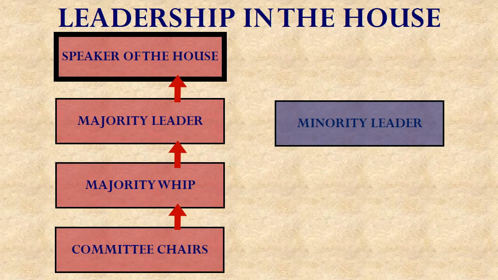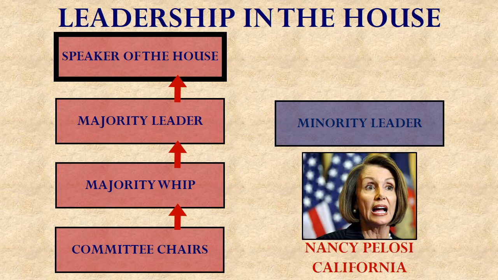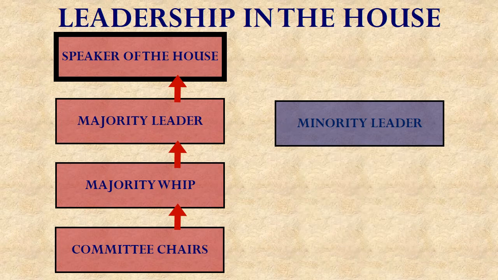The minority party has its own leadership structure in the House of Representatives. They are led by a minority leader. Currently, the minority leader in the House of Representatives is a woman named Nancy Pelosi, who's a representative from California. Again, you don't need to remember that for the exam, but I thought you might be curious.